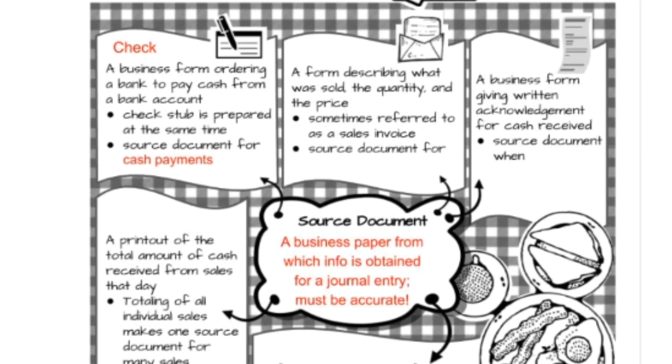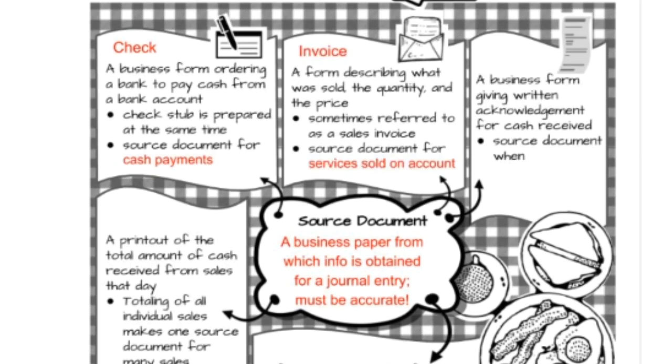First up, we have a check. This is a business form ordering a bank to pay cash from a bank account. A check stub is prepared at the same time, and the check stub is what the business keeps, and that is their source document. These are source documents for cash payments. Now, remember, when we say cash, it's not a stack of money on the business owner's desk. It is an account balance, a checking account balance. So a check, makes sense then, is a source document for cash payments, meaning payments made out of the checking account.